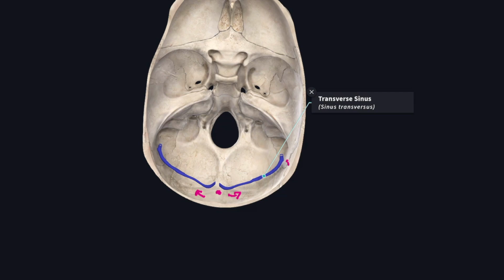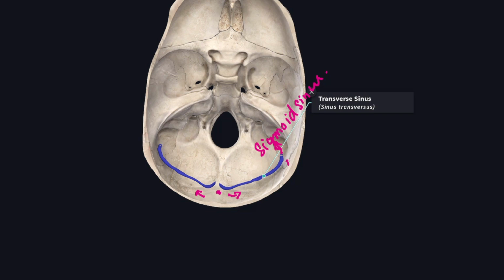The right transverse sinus is usually larger than the left one, and generally the right sinus begins as a continuation of the superior sagittal sinus and the left sinus extends as a continuation of the straight sinus. At the mastoid angle of the parietal bone, each sinus becomes continuous as the sigmoid sinus.